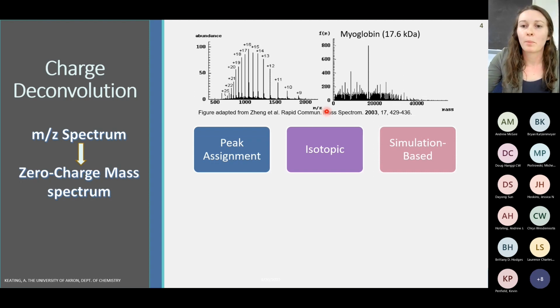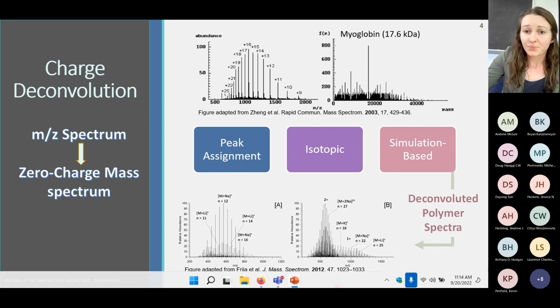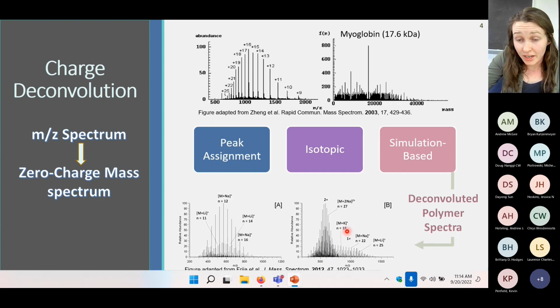simulation-based methods have been more useful for complex mixtures, and they also are considered quantitative because they undergo a series of statistical analyses that fit either a minimum chi or maximum entropy type data sets. And so it's been shown in the literature on polymer spectra from various groups. And so we can see that charge deconvolution was capable of distinguishing polymer distributions of various oligomer lengths and adduct ions.